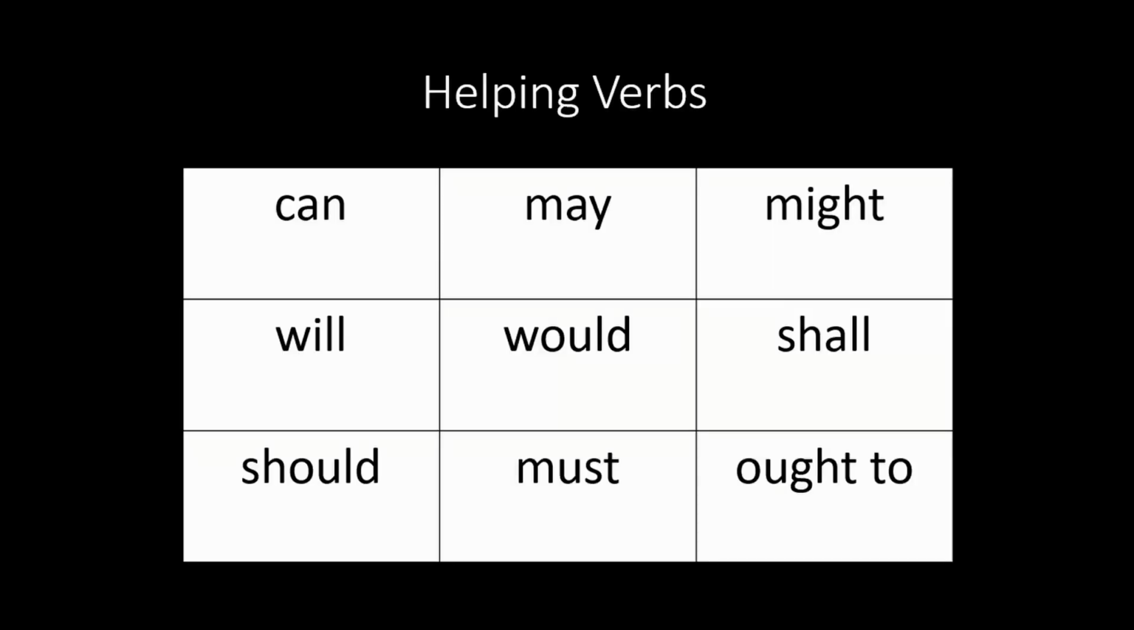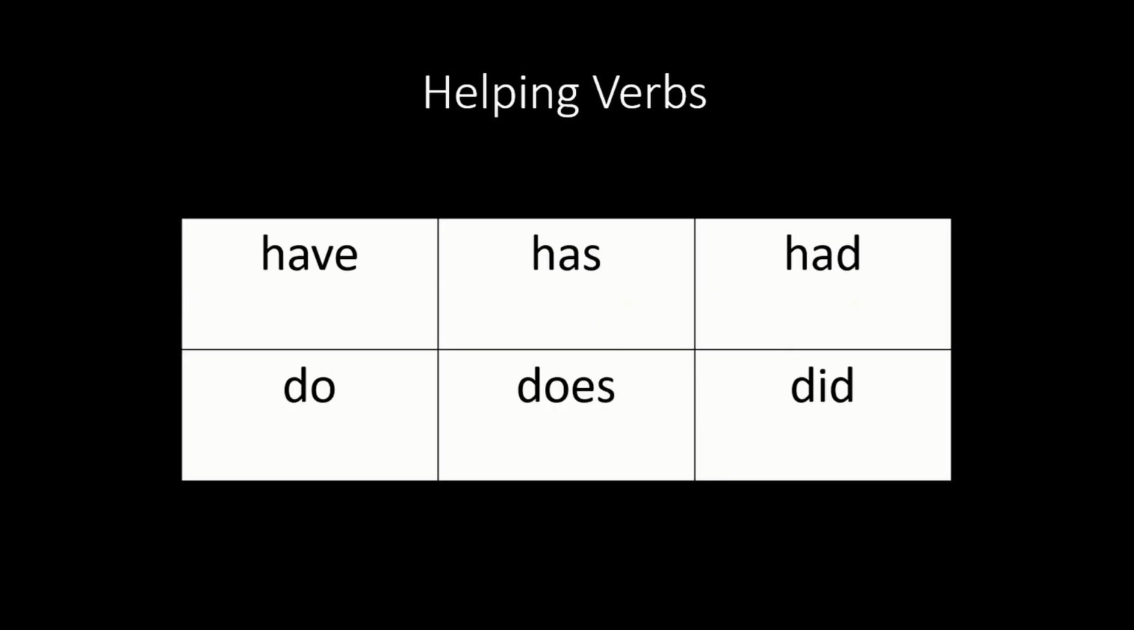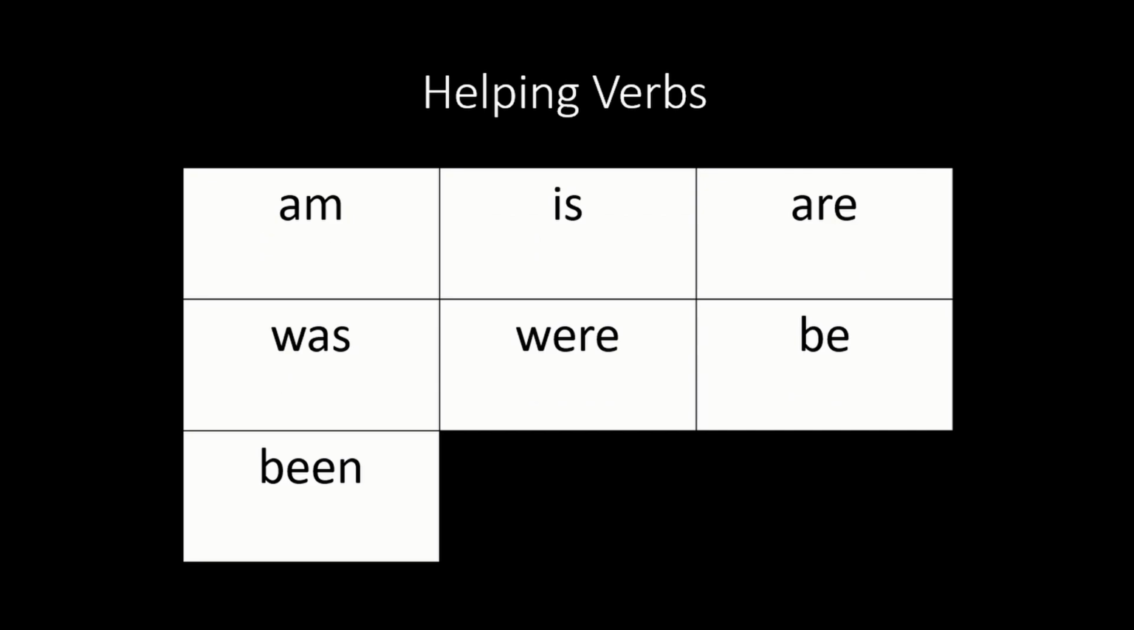So now I want to talk to you about helping verbs. These are some examples of helping verbs in the English language. They basically go together with other verbs. They help other verbs. Here are some other ones. And here are some other ones. So let's take a look at how we use those helping verbs in forming a question.